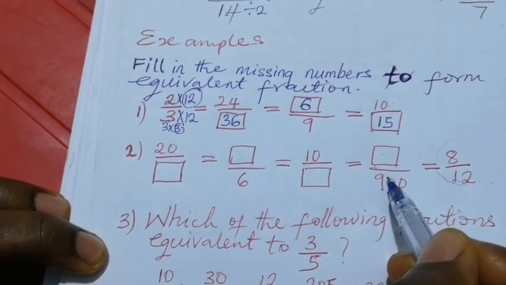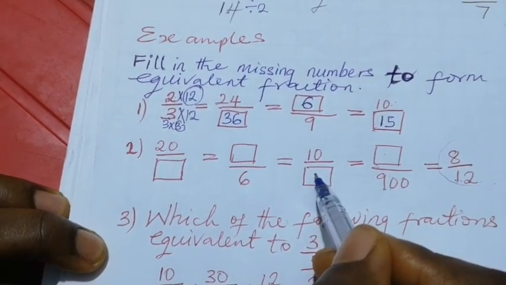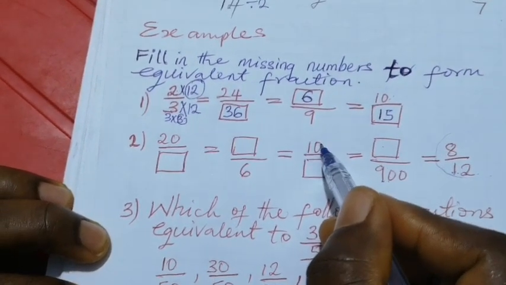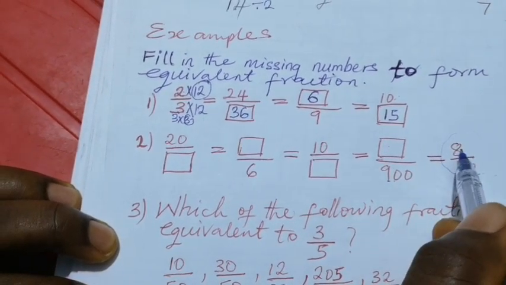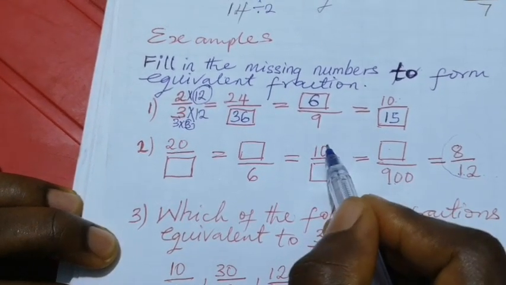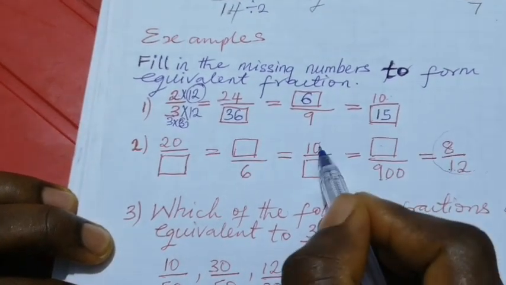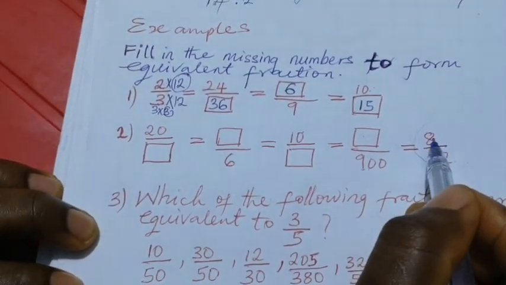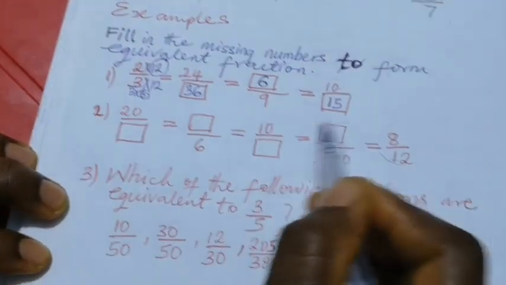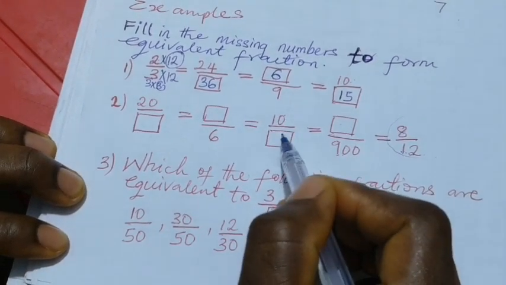Then, I will come to this one. Now, over here, it is the numerator that is given. So, I will start from the numerator. I will ask myself, 8 times what will give me 10? Or 8 divided by what will give me 10? Now, I cannot divide 8 by any number to get 10. Also, I cannot multiply 8 by any number to get 10. So I will leave here.